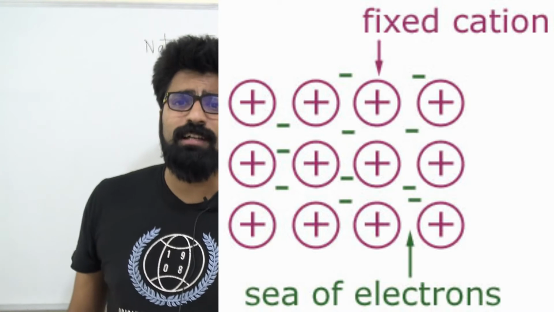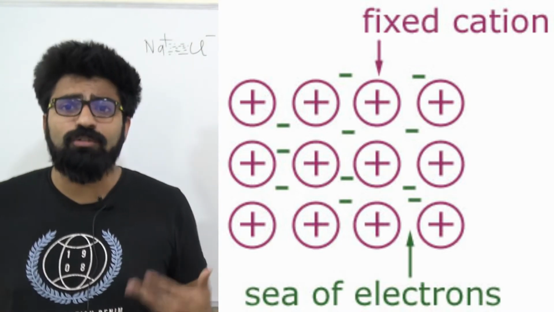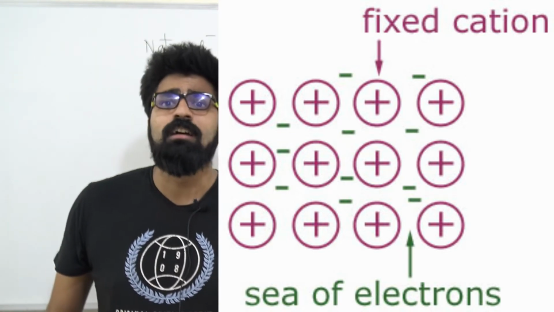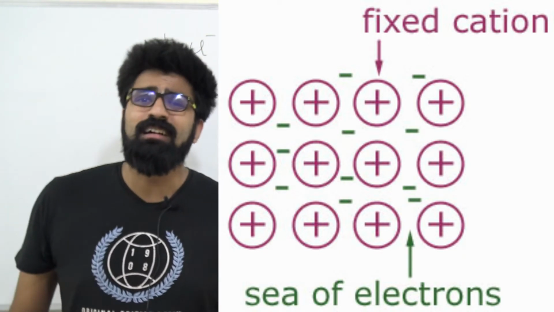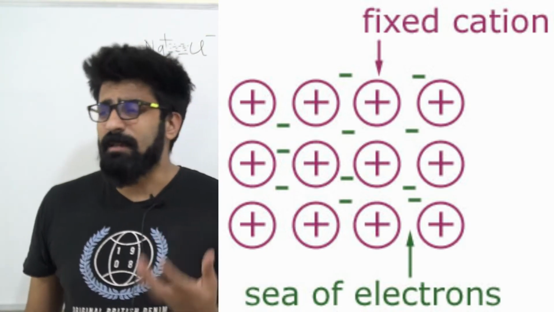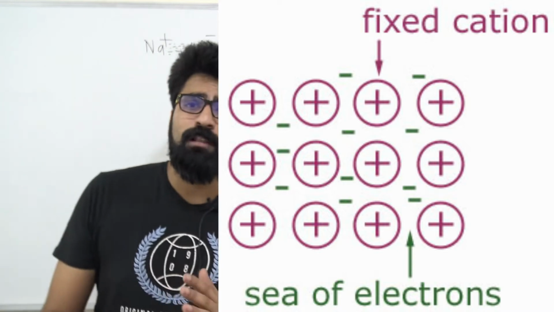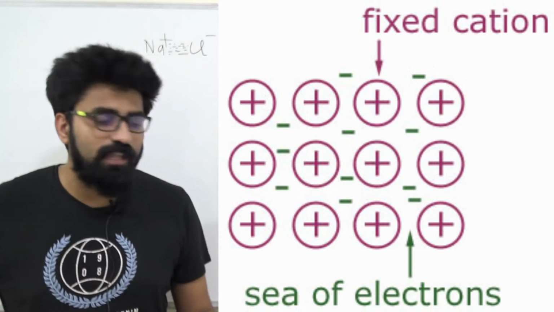And yes, metallic solids conduct electricity. Metals are good conductors of electricity, you know that, right? Metallic solids are malleable and ductile. These are very simple properties we have already done in lower classes, right? So there is no need to focus on that much.